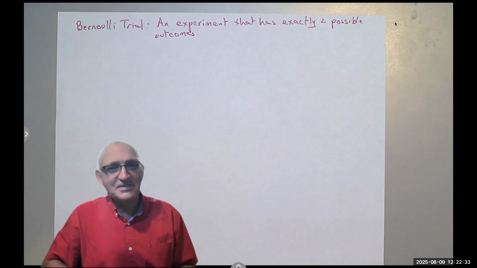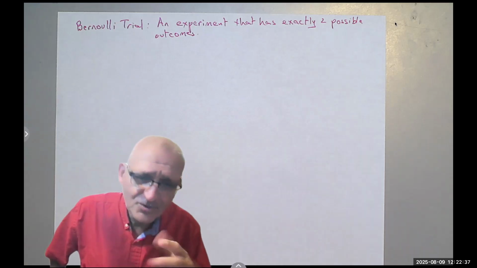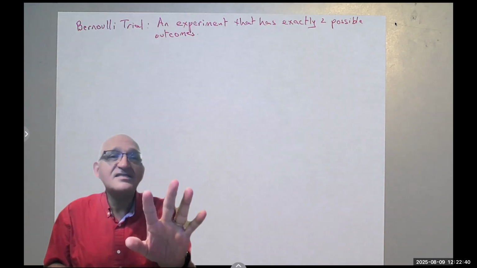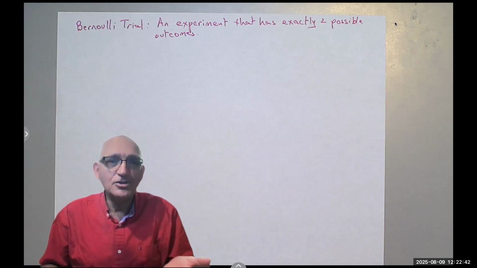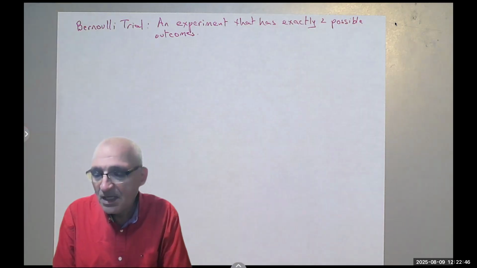I want to make the examples easy, but now for a Bernoulli trial that has only two possible outcomes, we usually call them success and failure. Success, by the way, doesn't mean something good. It may be the bad thing. It doesn't matter, whatever you call it.